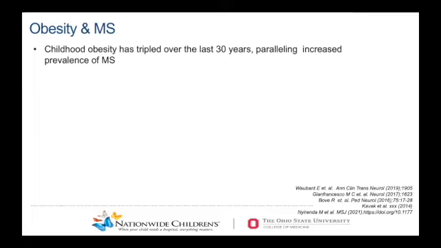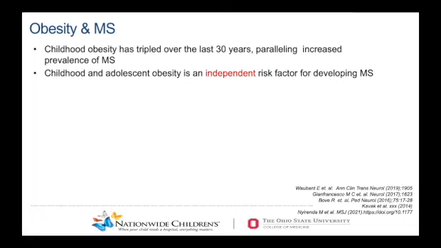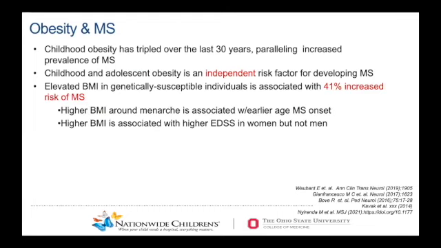So childhood obesity has tripled over the last 30 years, paralleling increased prevalence of MS. And it's been shown that childhood and adolescent obesity is an independent risk factor for developing MS. Elevated BMI in genetically susceptible individuals is associated with a 41% increased risk of MS, with higher BMI around menarche being associated with earlier age of MS onset, as well as higher neurologic deficit in women, but not men.